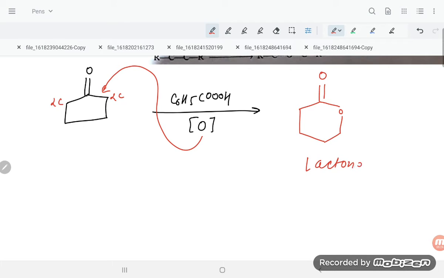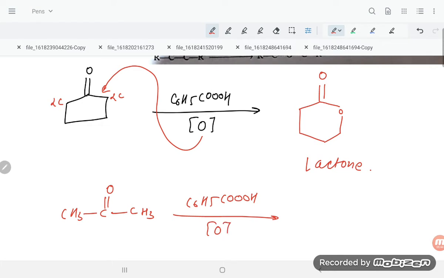Now for the unsymmetrical case, take one more example. Suppose it has C double bond O and here is CH3 again, and you are treating with the per acid C6H5 C triple OH. The oxygen is going to add here, so it gives an ester. You can say CH3 C double bond O, here is OCH3.